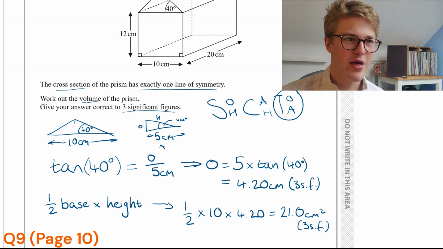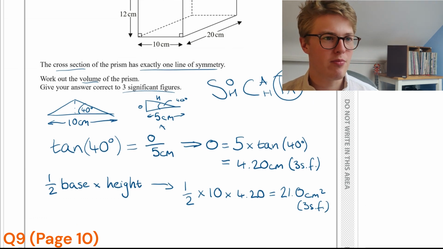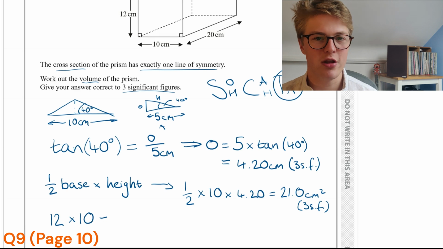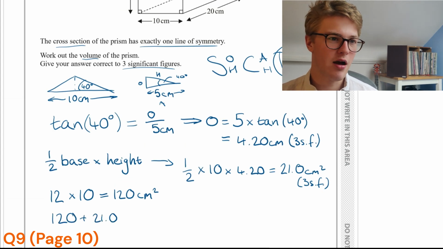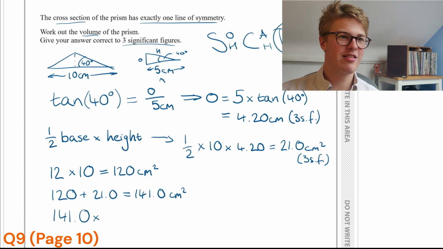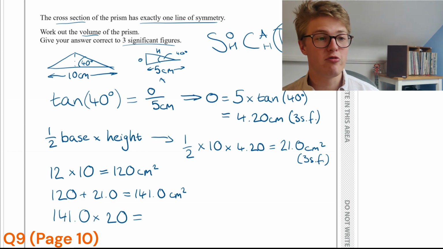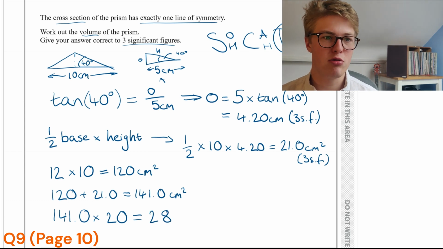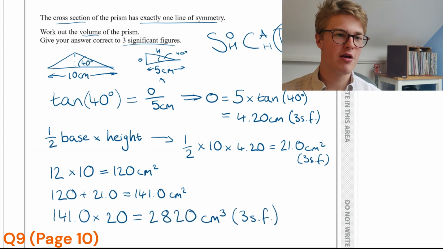We then find the area of the square at the bottom, which is 12 times 10, and that's 120 centimeters squared. Then we add the surface area of the square and the triangle to get 141.0 centimeters squared. To find the volume of the prism, we then need to times by the length, which is 20. So we do 141 times 20, which is 2,820 centimeters cubed to 3 significant figures.